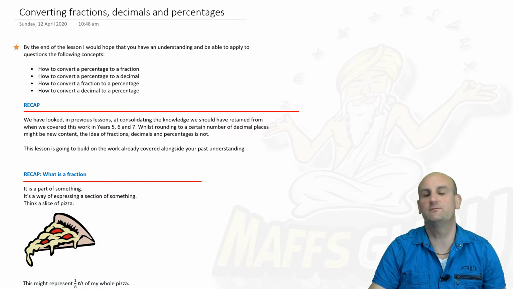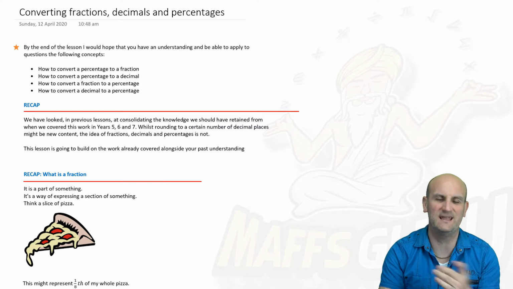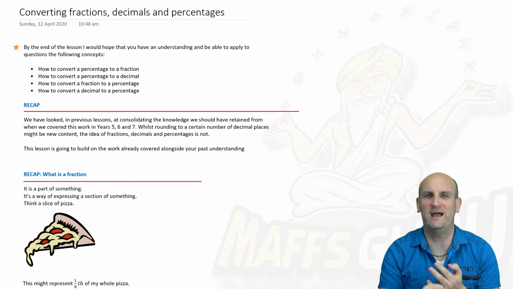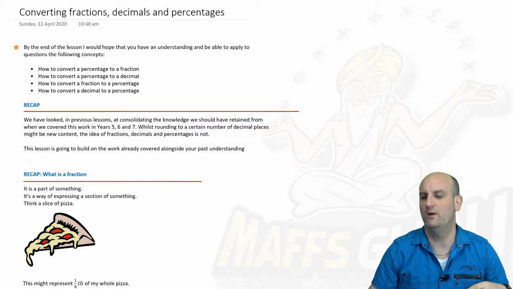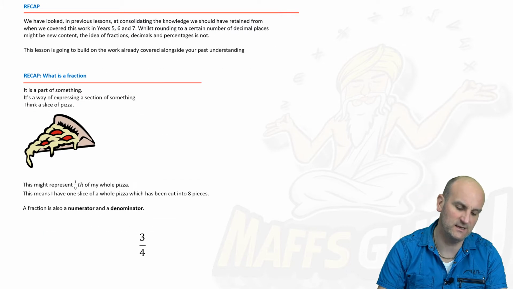So, converting fractions, decimals and percentages. We are building on the last lesson, where we had negative fractions. We've known how to add, subtract, multiply and divide them. We know what a fraction is, but I'm going to recap again because surprisingly a lot of people don't seemingly know what a fraction is.